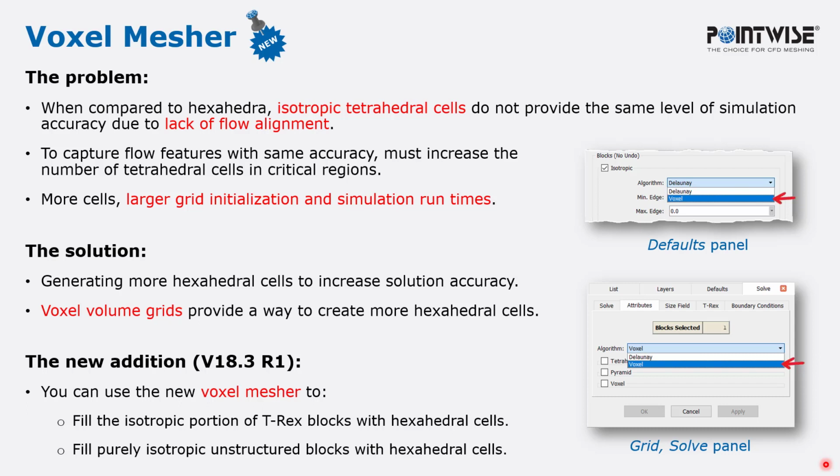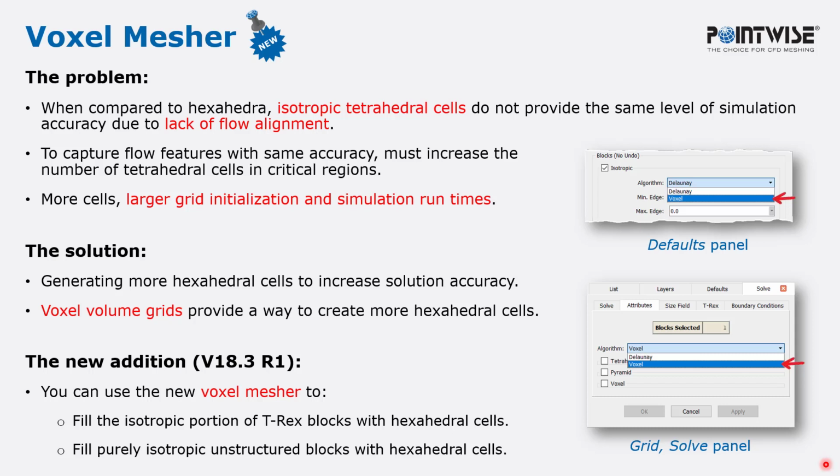So what is the solution? Of course, generating more hexahedral cells to increase the solution accuracy. Voxel volume grids provide a way to create more hexahedral cells. So what is the new addition to Pointwise version 18.3 release 1? Of course, voxel cells themselves are not new to Pointwise. We already had the capability of creating voxel refinement blocks in Pointwise version 18. Of course, voxel refinement blocks do not contain interior faces.